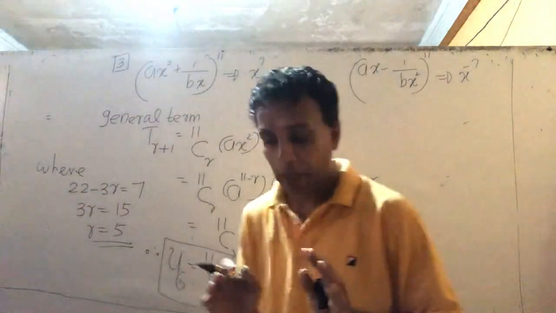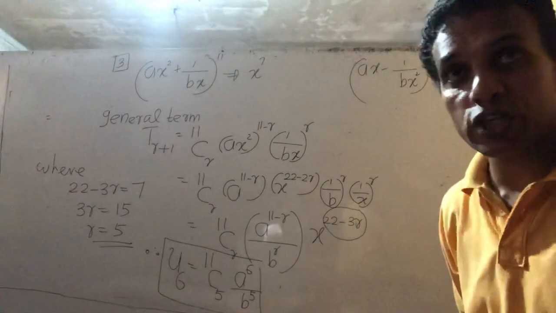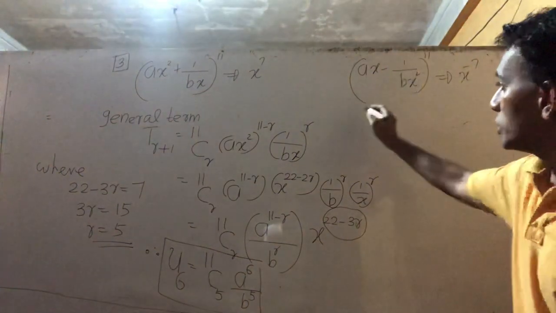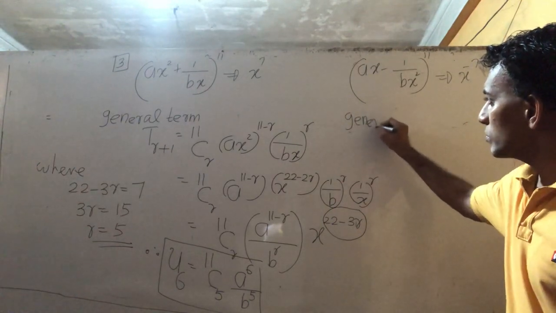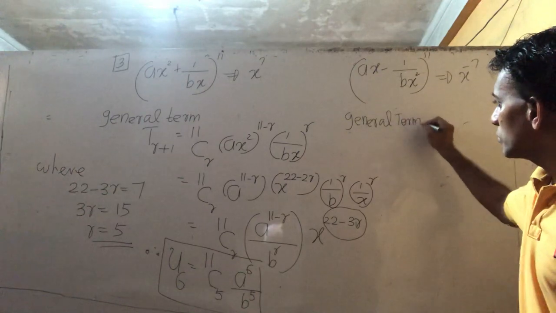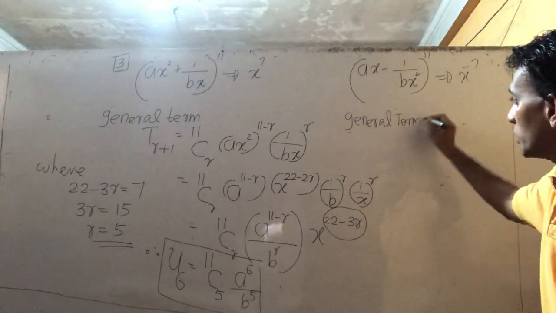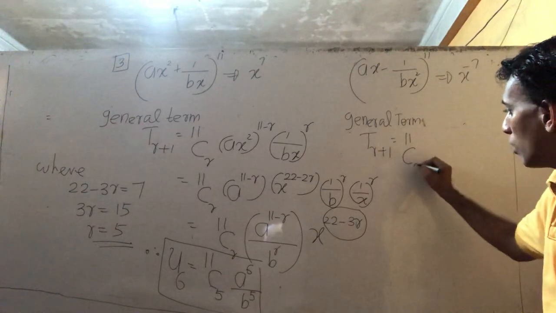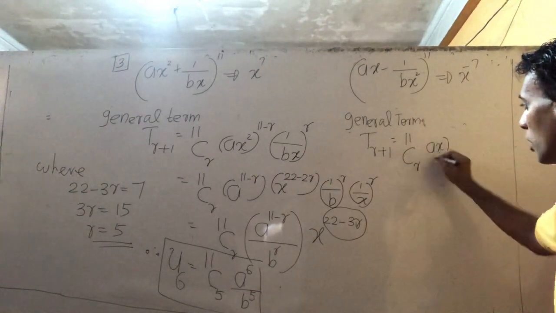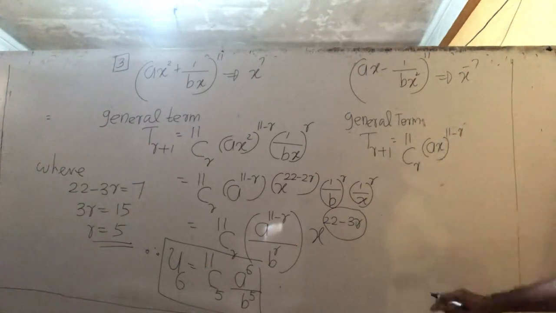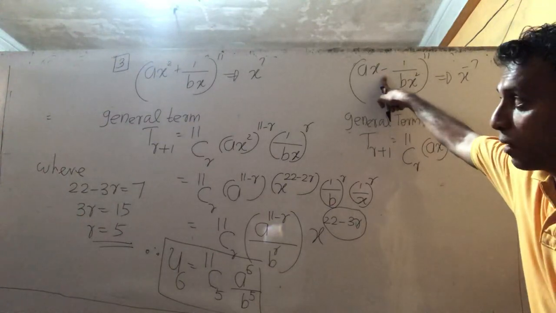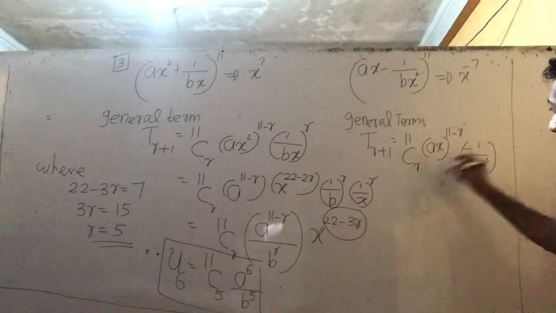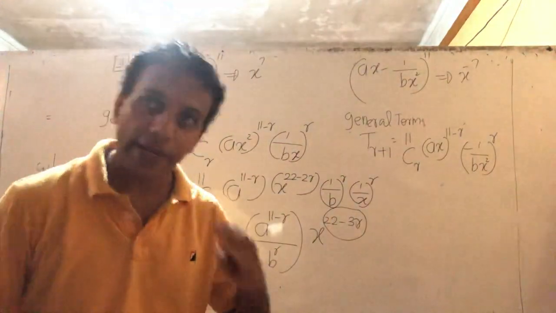Now we follow the same idea for the other expansion: find the r value first, then find the coefficient we need. So the general term T(r+1) is 11Cr, (a x) to the power 11 minus r, and this minus is important, you can't avoid the minus, (minus 1 over b x squared) to the power r. This is the way to write the general form of any type of expansion.